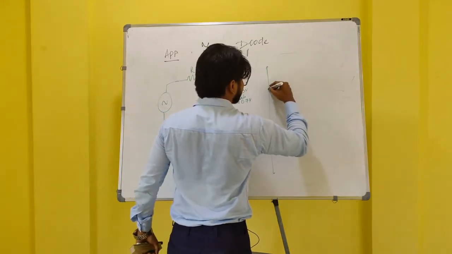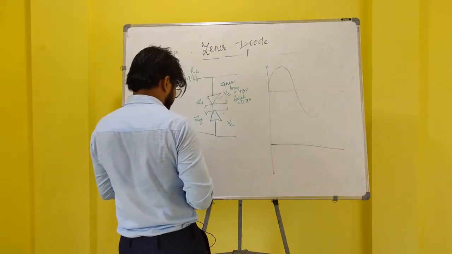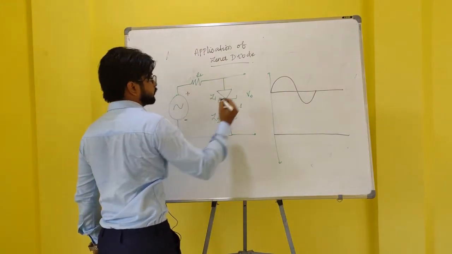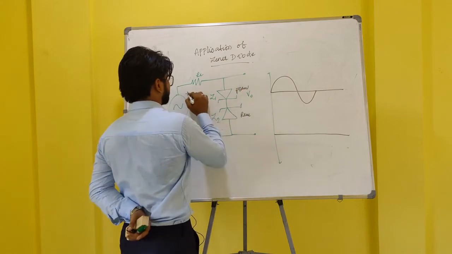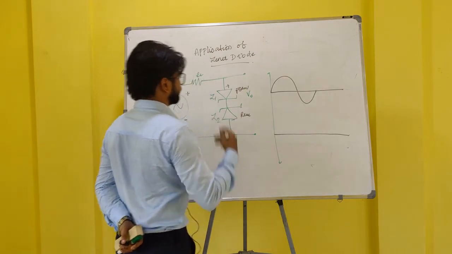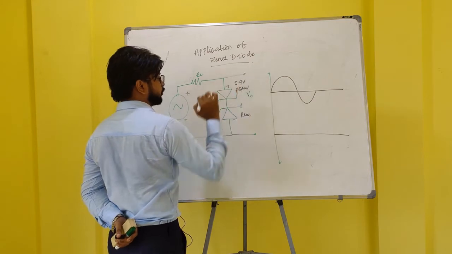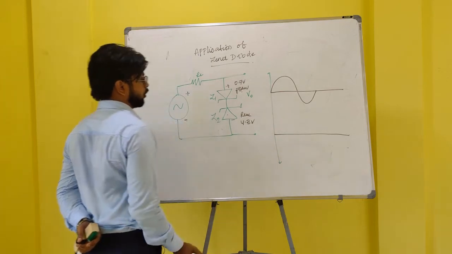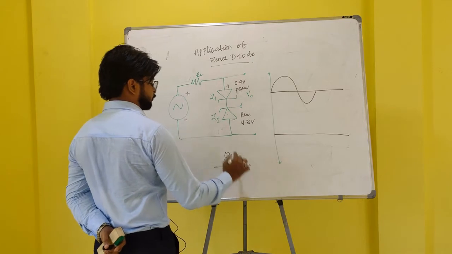So this is the input signal and this is the output signal. In the first half cycle, this one is forward biased and this one is reverse biased, because the positive is connected to the positive here, but the negative is connected to the positive. So when this is forward biased, a voltage drop of 0.7 volt is observed, and here, as it is reverse biased, a voltage drop of 4.3 volts is observed. So in total there is a voltage drop of 5 volts.